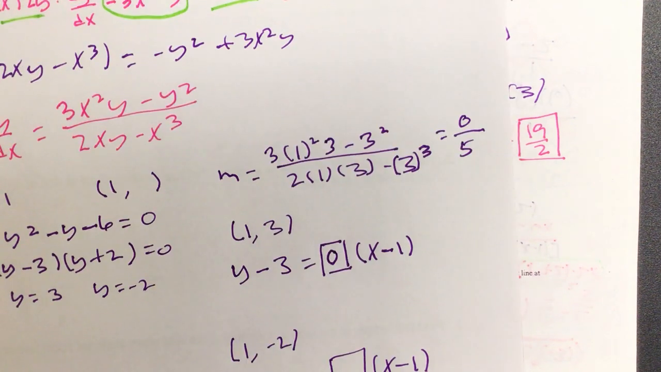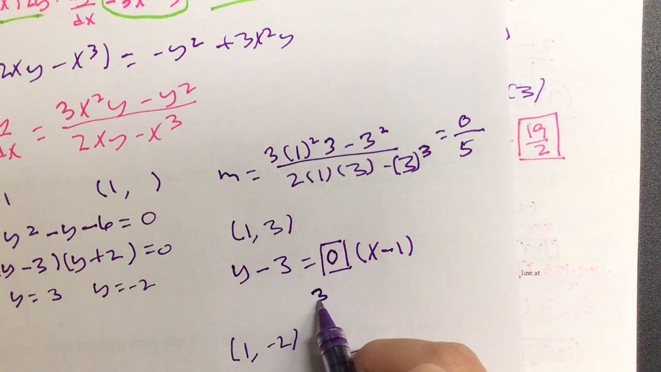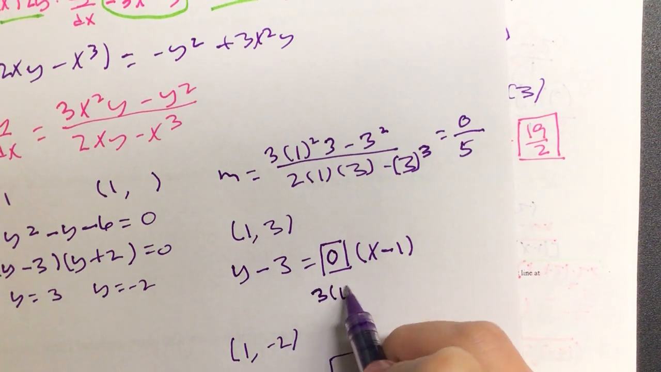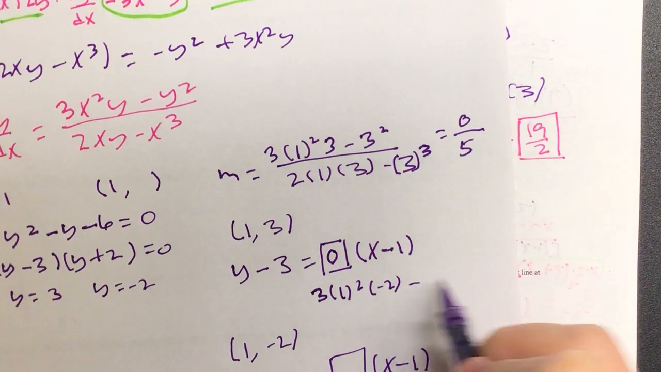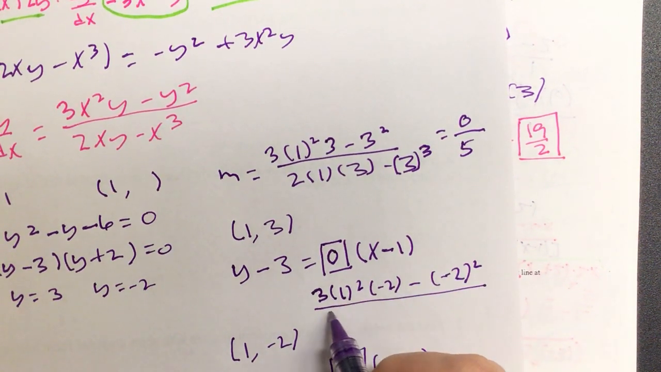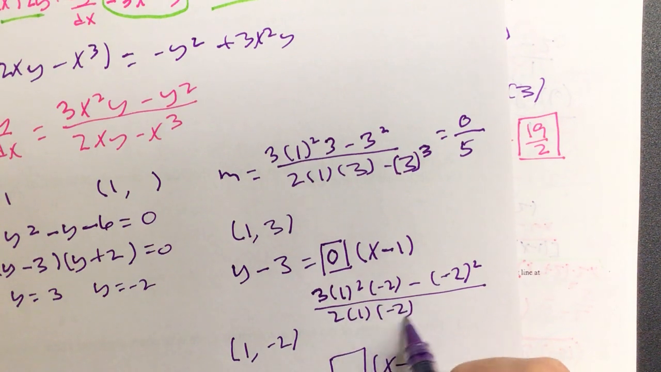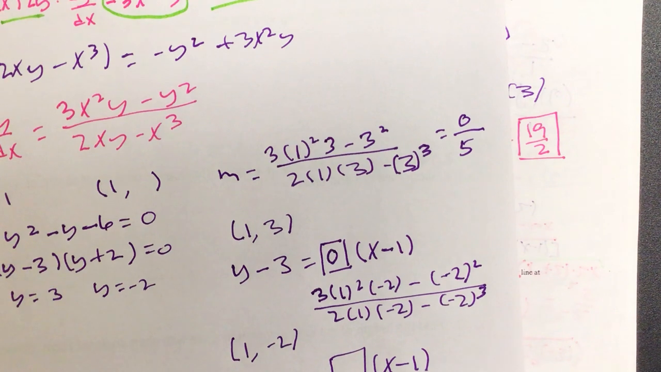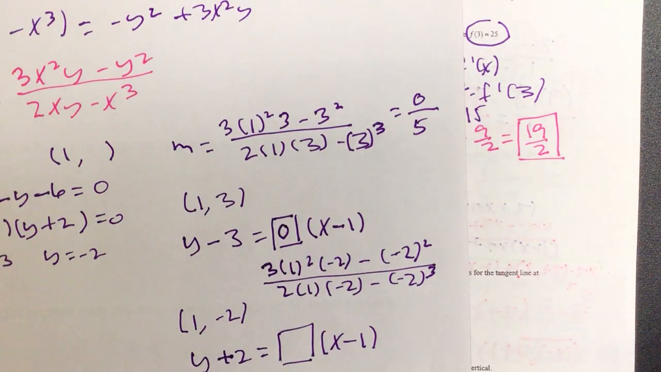On the next one, let's do the same thing. We're plugging in the 1 and negative 2. So we have 3, where's my equation? There you go. Times 1 all squared times negative 2 minus negative 2 all squared, all divided by 2 times the 1 times negative 2 minus negative 2 all cubed. Okay, see about computing the top piece, everybody. We get 3 times negative 2.